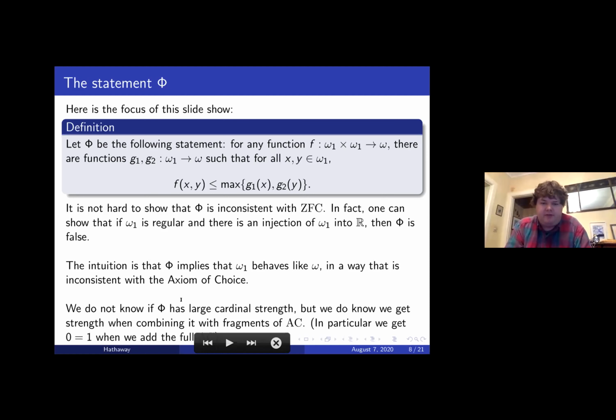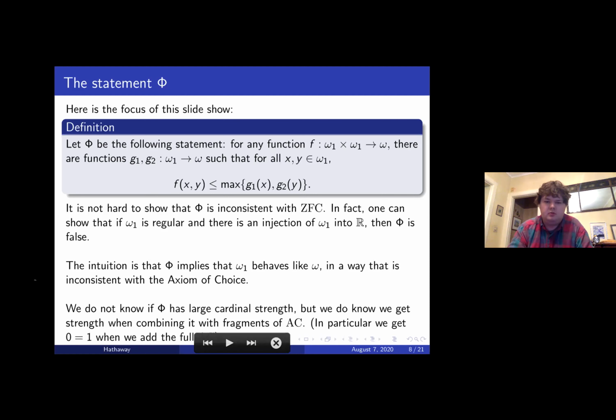Now, just phi by itself could be equiconsistent with ZFC. We don't know that, but we do have examples of where when you add more and more fragments to the axiom of choice, you get stronger and stronger theories. And of course, if you add axiom of choice itself, you get 0 is equal to 1.